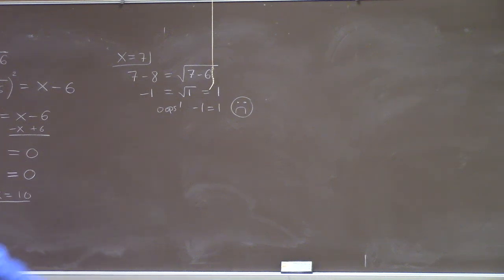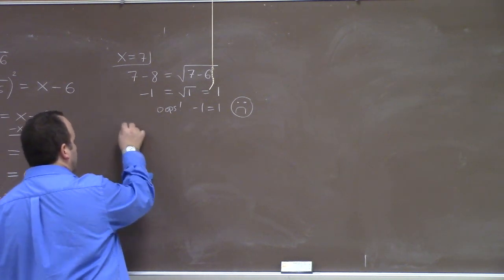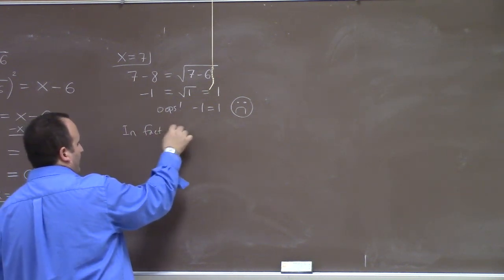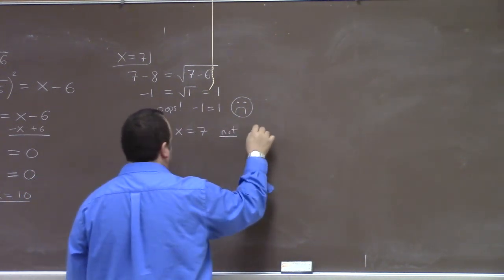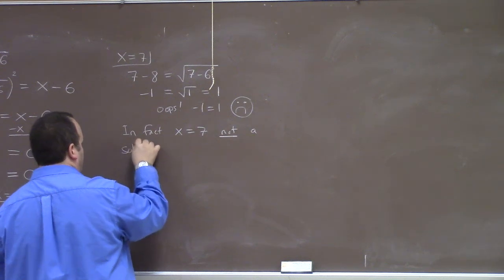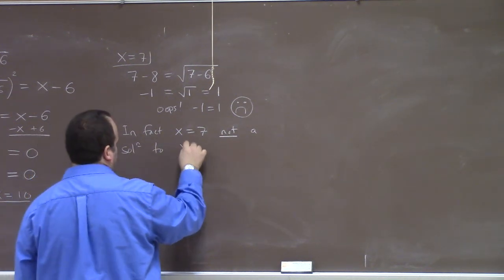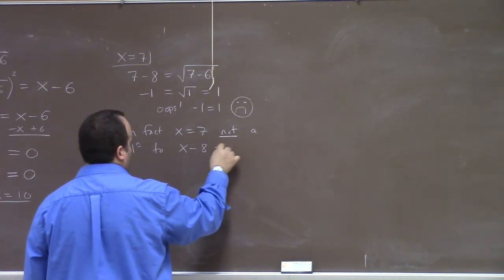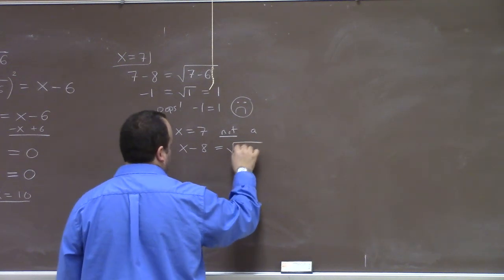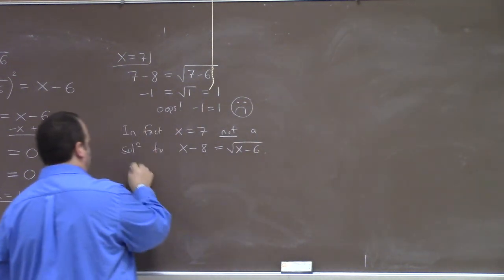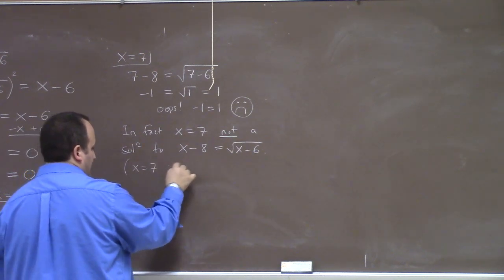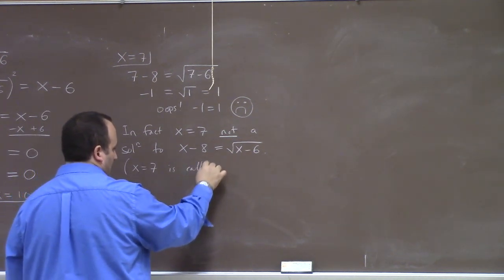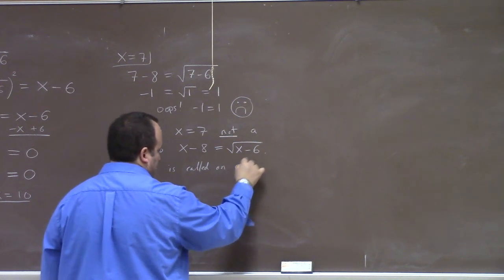So this shows you that, in fact, x equals 7 is not a solution to x minus 8 equals the square root of x minus 6. So in this case, x equals 7 is usually called an extraneous solution.